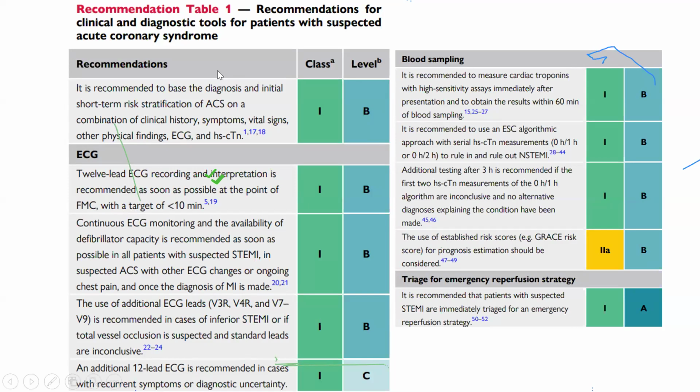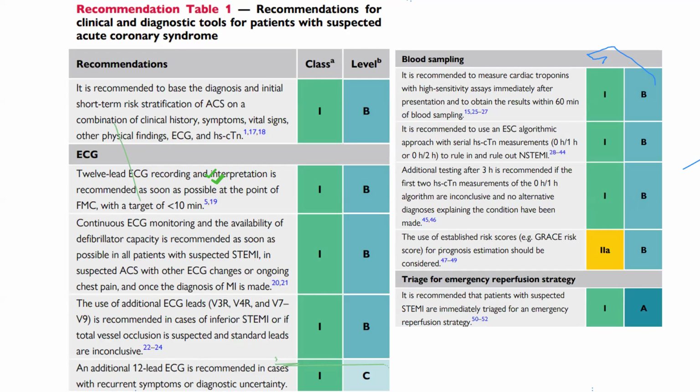With respect to the blood sampling, it is recommended to measure cardiac troponins with high sensitivity assays immediately after presentation and to obtain the results within 60 minutes of blood sampling. I think with the discussion, I want to hear comments from colleagues and seniors. With 60 minutes, in most centers in Ghana, it's not practical. So I don't know about Nigeria, but I think we can discuss that.